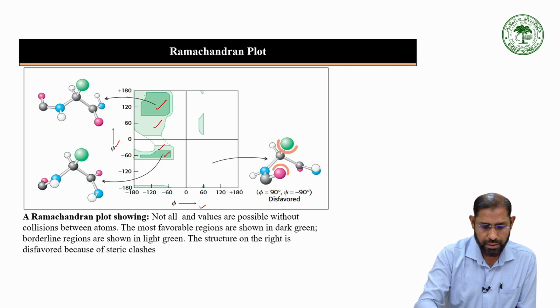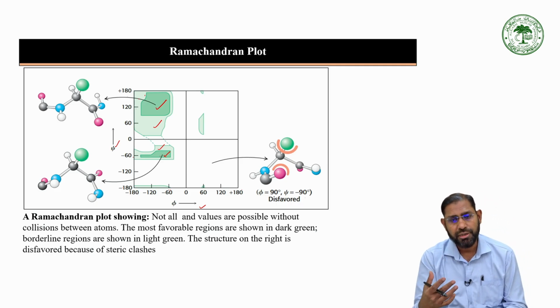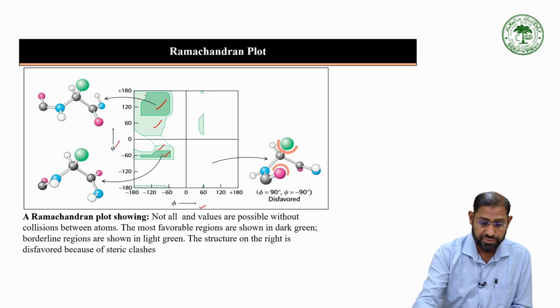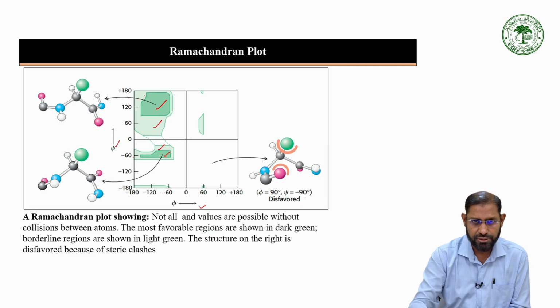This is the main Ramachandran plot, and it gives the idea of what is a favored conformation and what is not. That's why the structure on the right is disfavored. The right side is the most disfavored because of steric clash, and this rotation is not possible. That's why these are not favored regions.